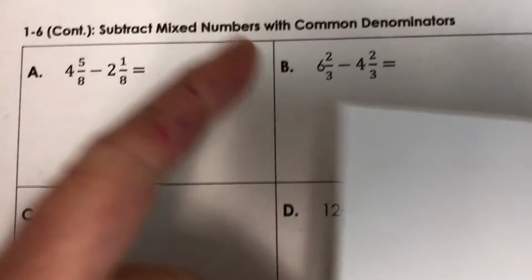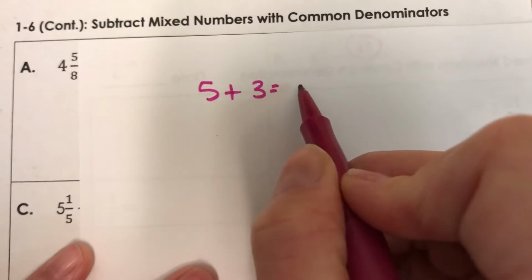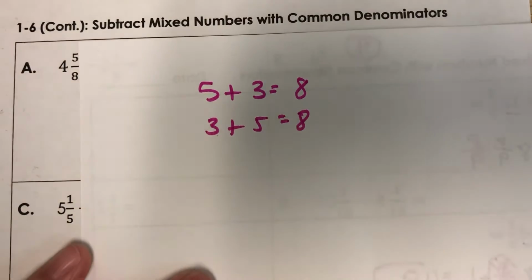So don't write this down. But if I said, what's 5 plus 3? Don't write this down. You would say, oh, that's 8. And if I said, what's 3 plus 5? You would say, oh, that's 8.